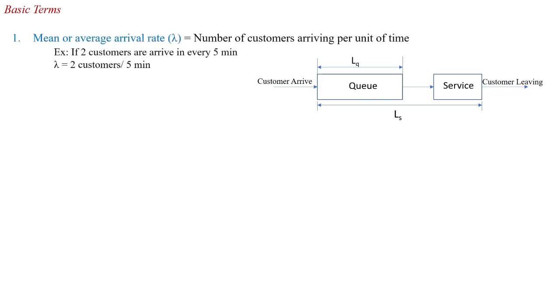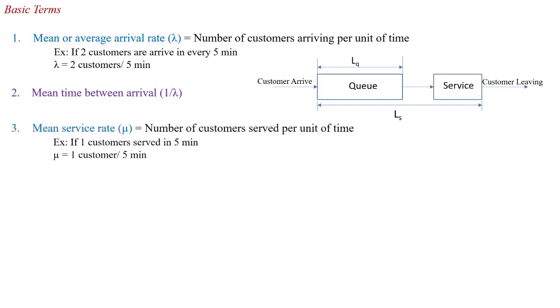First one is the mean or average arrival rate, that is lambda, which is defined as the number of customers arriving per unit of time. For example, if two customers arrive every 5 minutes, then here lambda will become 2 by 5 customers per minute. Second one is the mean time between arrivals, which we denote as 1 by lambda, the reciprocal of the mean arrival rate.